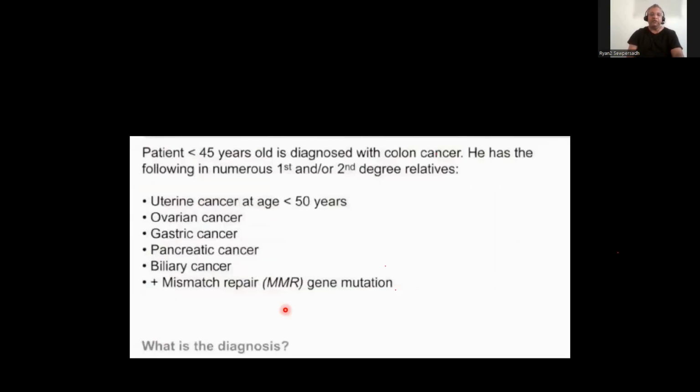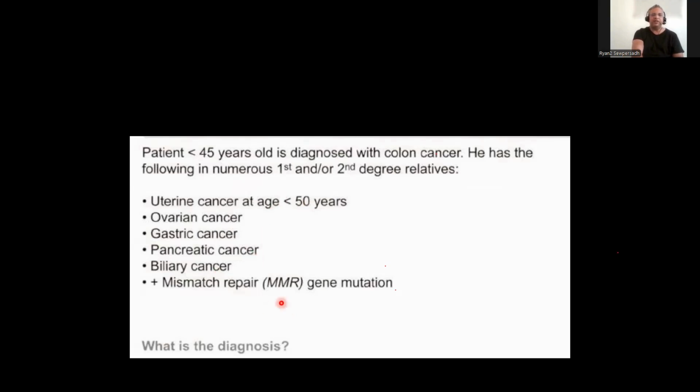Patient less than 45 years old diagnosed with colon cancer. Now, he has the following in numerous first and second degree relatives. Right, now, remember, guys, whenever we say we're bringing in the family, we're bringing in the ethnicity, there has to be some genetic component to what we're talking about. So the fact that he has this in first and second degree relatives means, hey, watch out, there's something genetic going on. Right, so uterine cancer aged below 50, ovarian cancer, gastric cancer, pancreatic cancer, biliary cancer. Oh man, this guy's in trouble.